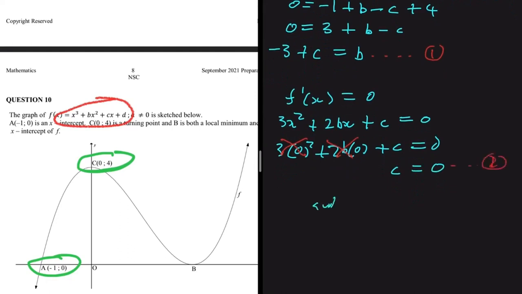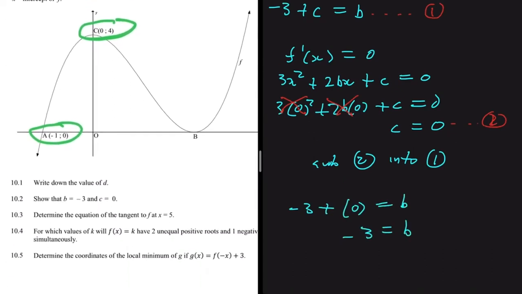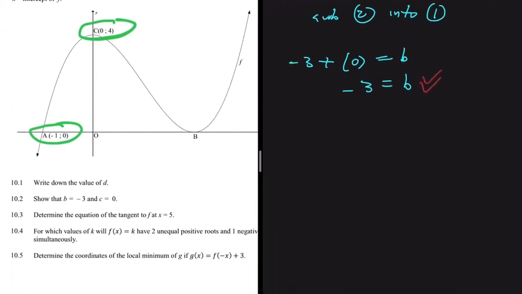Now let's sub equation 2 into equation 1, right? So we're going to get -3 plus, we know that c is 0, is equal to b. So minus 3 is equal to b. And that's exactly what we are asked to prove, right? So yeah, there we go. We just solved the problem.